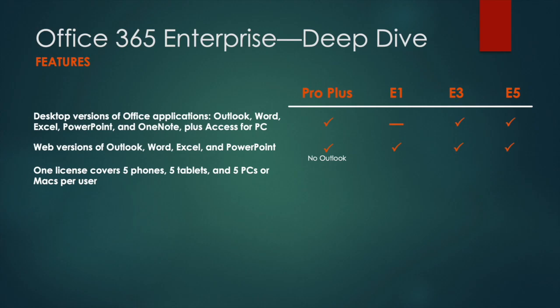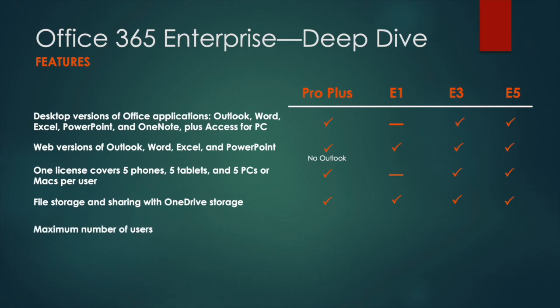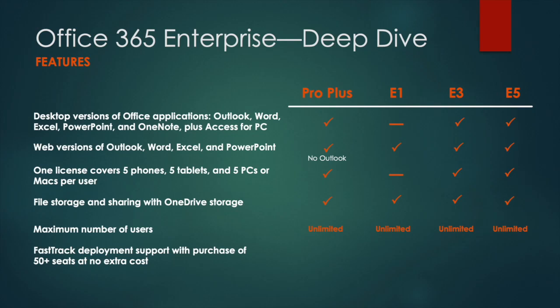With regard to licensing, one license covers 5 phones, 5 tablets, and 5 PCs or Macs per user on all tiers except E1. File storage and sharing with OneDrive storage starts at 50 gigabytes for all tiers. A major differentiator is maximum number of users, which is unlimited across all enterprise tiers. Next, fast-track deployment support with the purchase of 50 or more seats at no extra cost, and that comes with all 4 tiers. And so does 24/7 phone and web support.